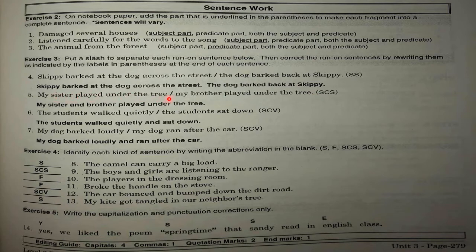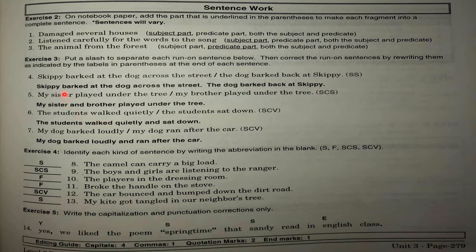Okay? So what I'm going to do here first is put a slash between the two sentences in order to separate them. And I'm going to look at the end. What kind of abbreviation do I have? Okay, I have SCS. So I'm going to change these two sentences right here into one sentence. And it will be a simple sentence with a compound subject. Simple sentence with a compound subject.